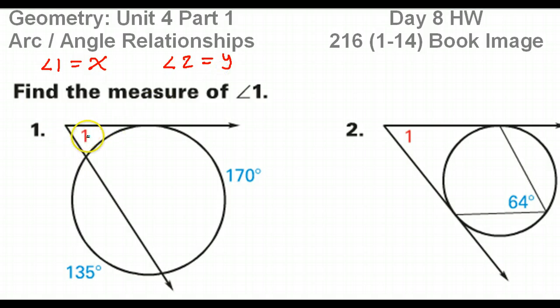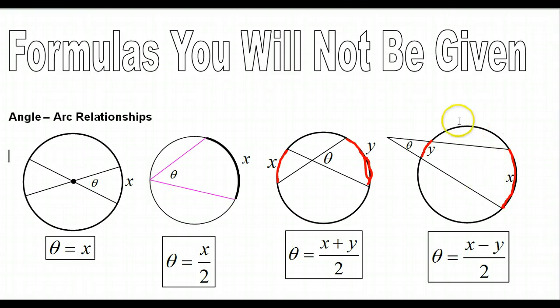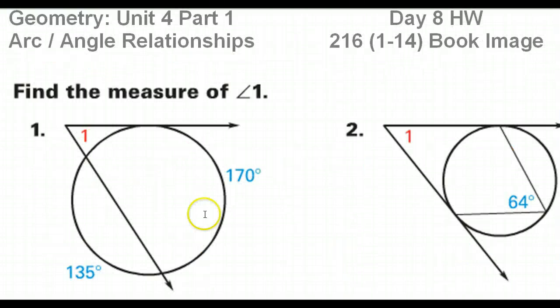So with that in mind, we need to find x right here. Let's go ahead and put an x. So the angle, we need to find the angle. See how this angle is outside the circle. That means we're using the 4th formula right here. Big arc minus small arc divided by 2. So I need to know what those 2 arcs are.